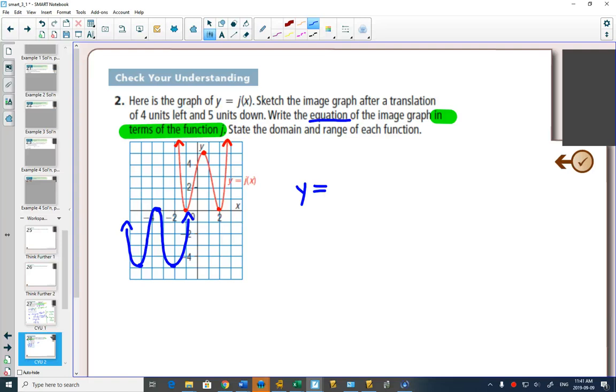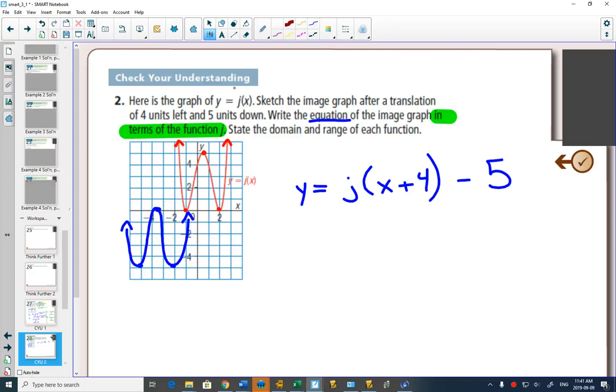So an equation in terms of the function j, well, I moved it 4 to the left. That would happen inside my function. I'd write plus 4 because everything on the inside is opposite. And then I moved it 5 down. That 5 down shows up outside or after the function as minus 5. That's in terms of the function j because I have the function j on the right-hand side of my equation.